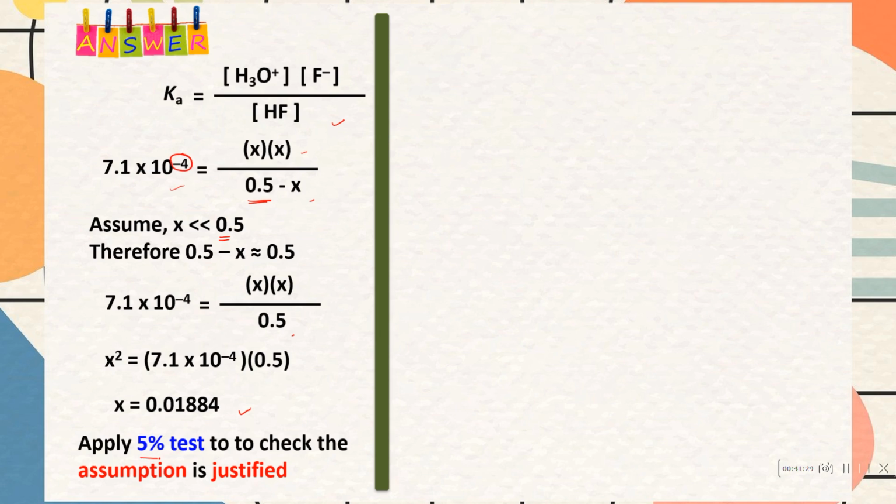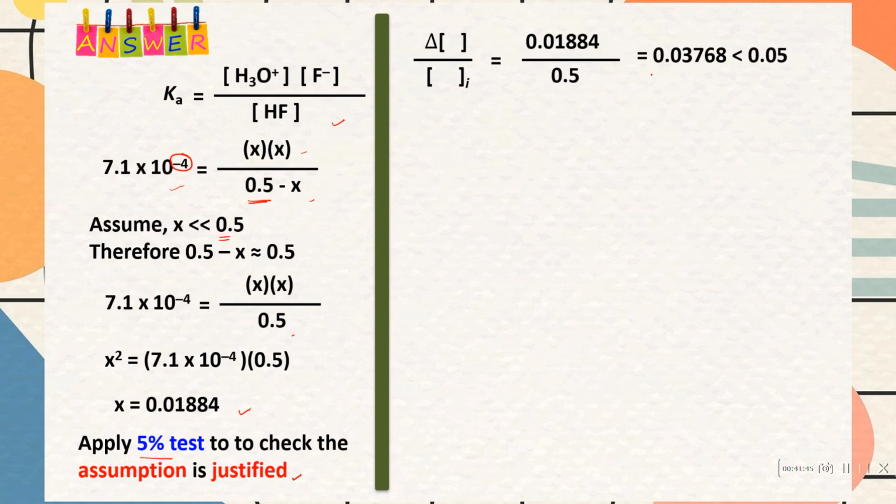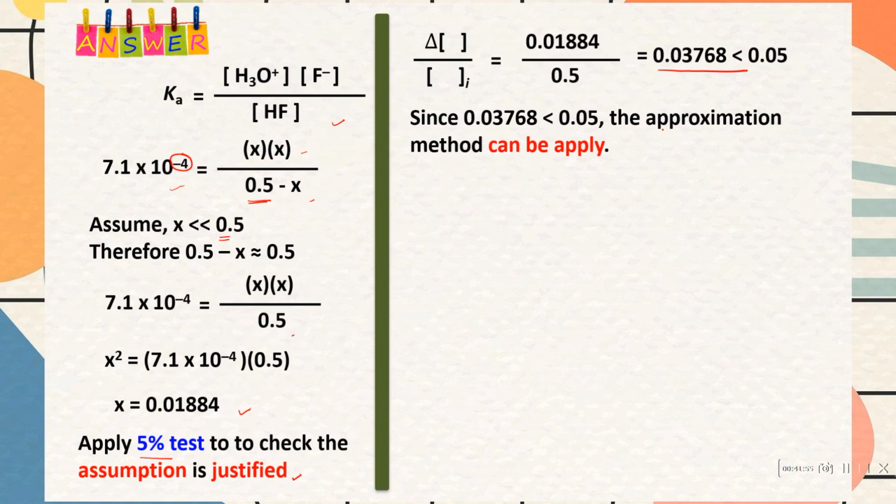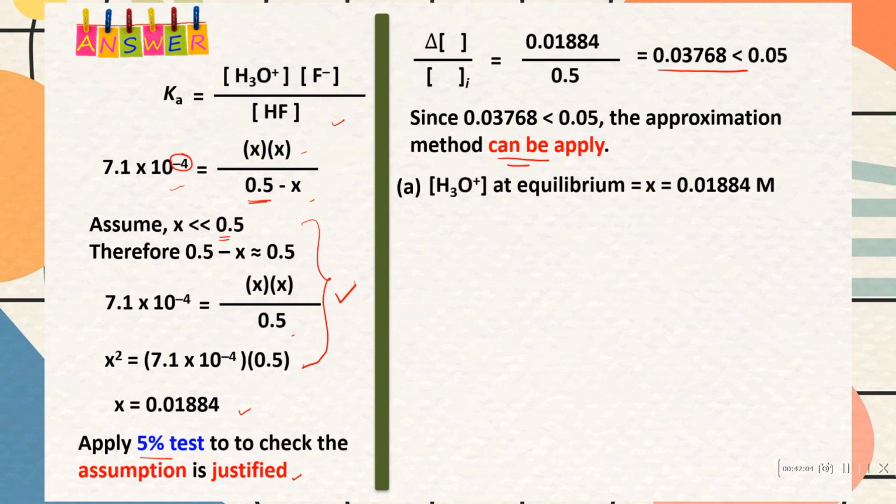Because the Ka value given to you is 10 to the power negative 4, you have to apply the 5% test in order to check whether the assumption can be used or not. Is the assumption justified? Substitute changes over initial concentration, then you get 0.03768, which is smaller than 0.05. Because of that, the approximation method can be applied, so we can use the value of X here.